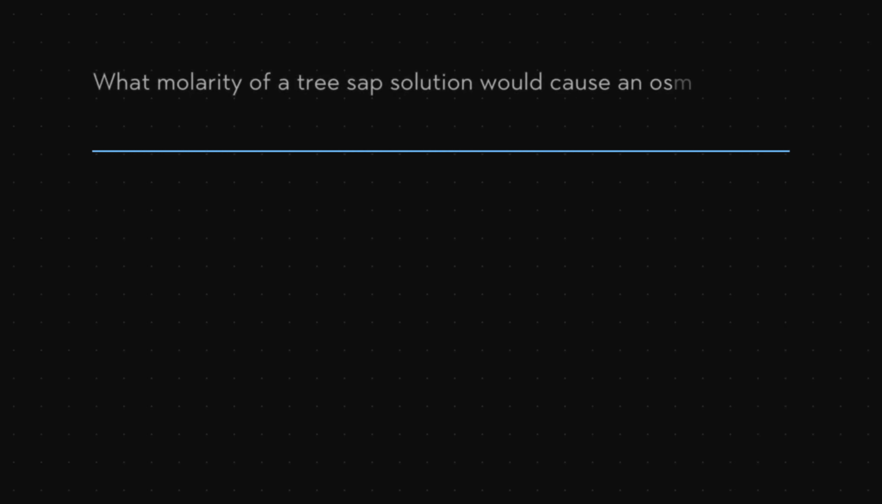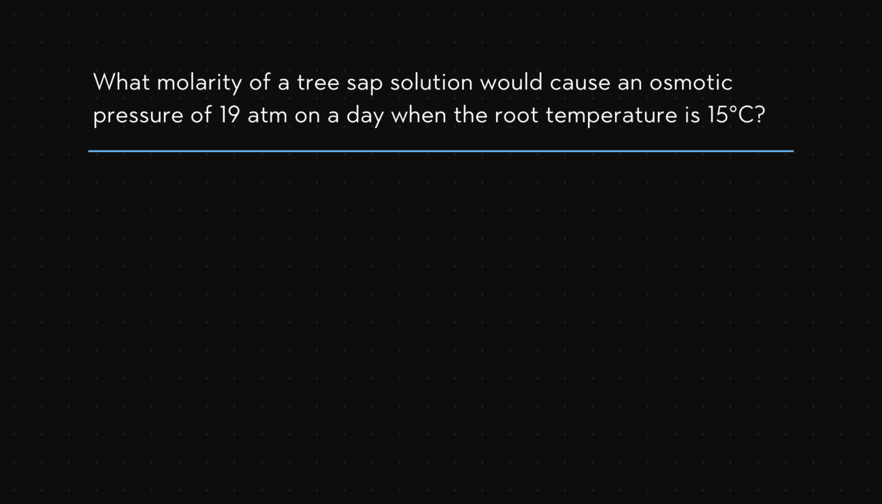Now let's look at an example. The osmotic pressure in the roots of large trees can actually reach 19 atmospheres. What molarity of a tree sap solution would cause this pressure on a day when the root temperature is 15 degrees Celsius? Well, first, we need to rearrange our initial formula to make molarity M the subject.